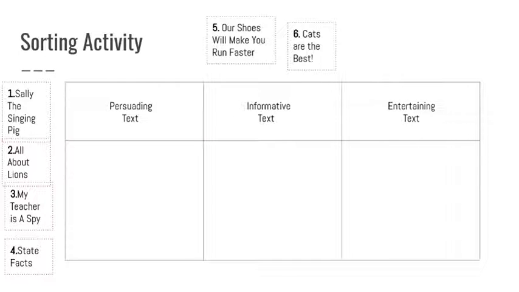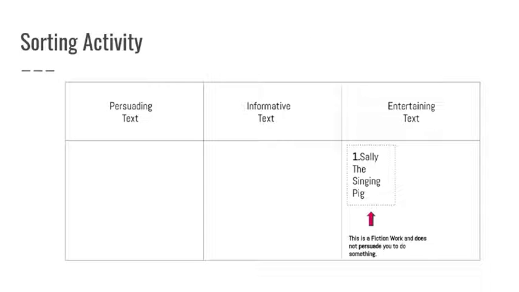So now we're going to do a sorting activity. I'm going to read the title of a book, and then you have to think about whether it's persuading text, informative text, or entertaining text. You can pause the video if needed. The first one is Sally the Singing Pig. Is it persuading, informative, or entertaining? It's entertaining text, because it's fiction work and does not persuade you to do anything.